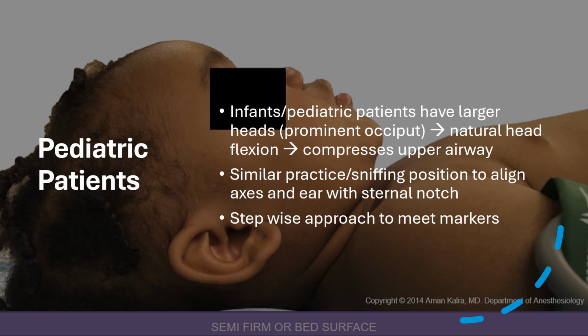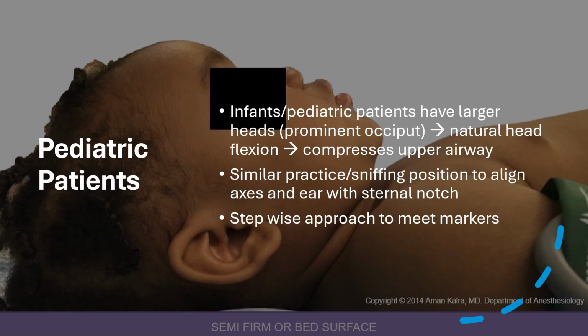Now that we've successfully positioned the adult patient, I did want to talk to you guys about pediatric patients. Infants and peds kids have larger heads or more prominent occiputs naturally. Because of this, when they're laying supine or on their backs, their head is slightly more flexed than an adult, and this can compress their upper airway.